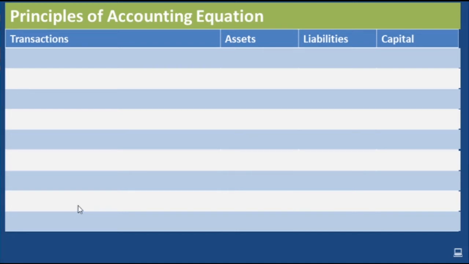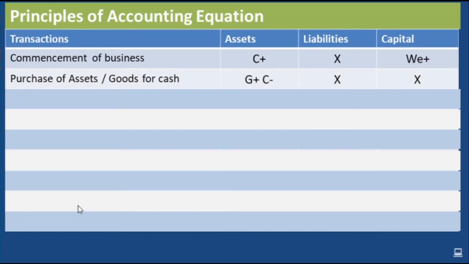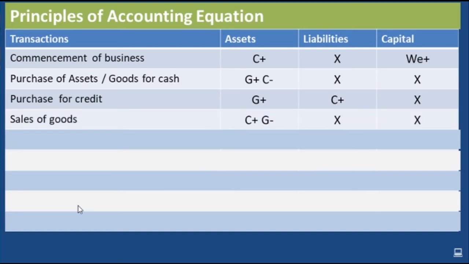to the various transactions. The commencement of business increases the assets by cash and owner's equity by capital. Purchase of assets or goods for cash increases the asset side as well as decreases the asset side, cash. It will not have any effect on liabilities and capital. Purchase for credit will increase the assets, meanwhile also increasing liabilities. Sales of goods increases as well as decreases the assets. This transaction also will not have any effect on liabilities and capital.